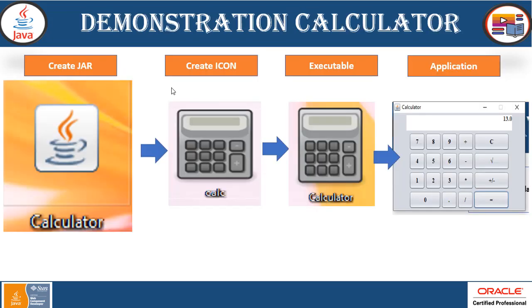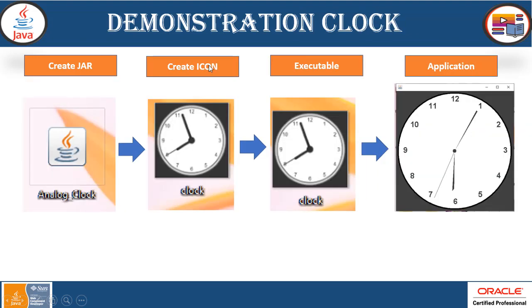For the demonstration, we are going to show you two examples. One is a calculator, where first we create the jar, then we create an icon, and then we create an executable and run the application. Similarly, we'll show you about the clock. Create a jar file, create an icon, create an executable, and run the application. Now let's take a look at this one by one in detail.